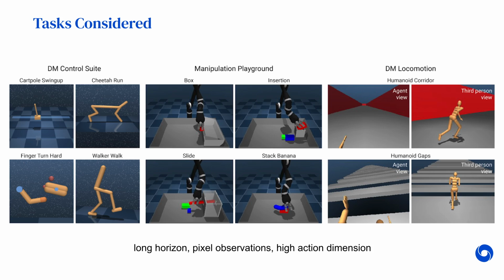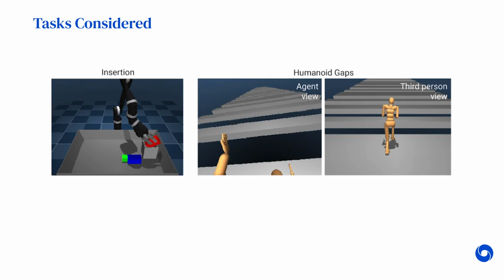Thanks, Cosmin. We consider tasks with properties known to be challenging for OPE methods. All are long time horizon, most have pixel observations, and the DM locomotion tasks have high dimensional action spaces. For this talk, let's focus on two tasks, insertion and humanoid gaps. Insertion requires control of a robot arm to pick up a block and insert it in a box, and humanoid gaps requires control of a 56 degree of freedom humanoid avatar to leap over gaps.